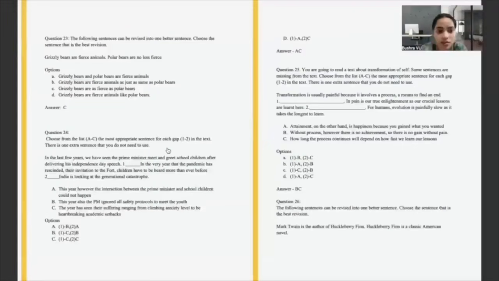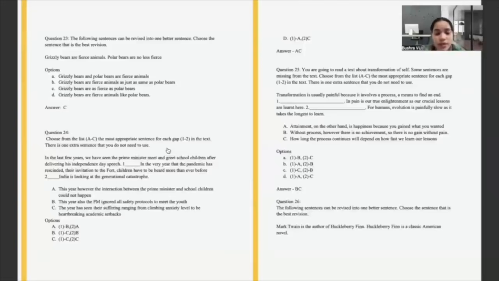Choose from. It's the same pattern again. What is happening is two blanks are given, but you are supposed to be choosing from three different sentences, out of which you only have to select two sentences and one is to be left. Okay. So in the last few years, we have seen the Prime Minister meet and greet school children after delivering his Independence Day speech. Now you have to select the statement.